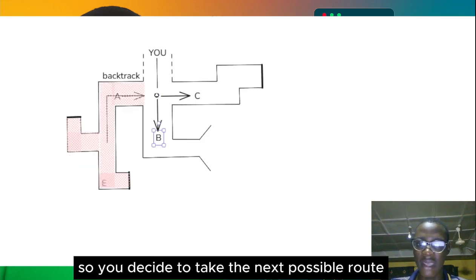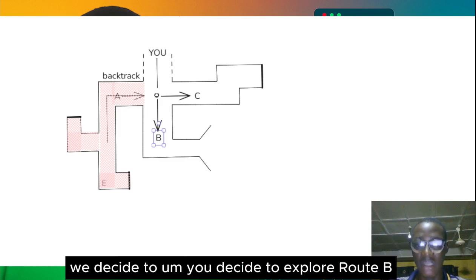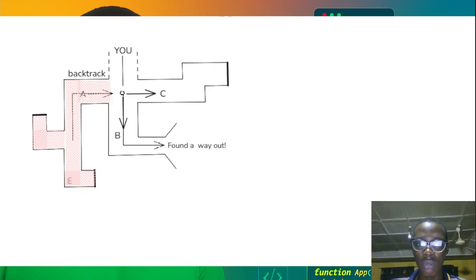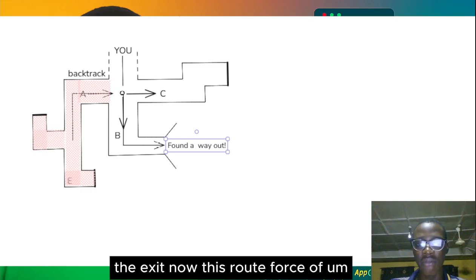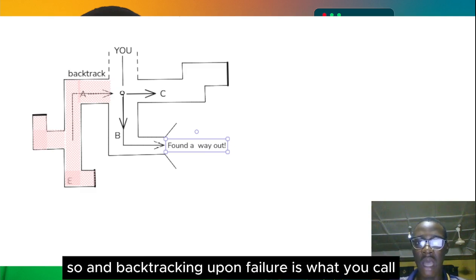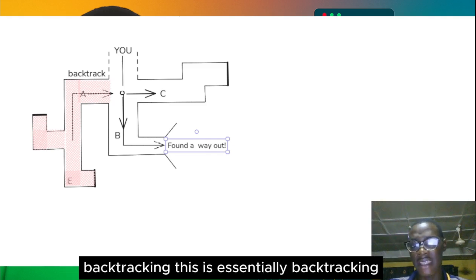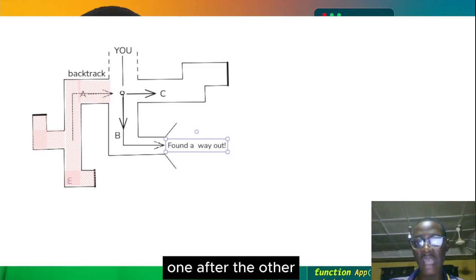So you decide to take the next possible route. Since you have explored route A, you decide to explore route B. Exploring route B now, you find out that it actually leads to the exit. Now, this brute force of testing every possible path and backtracking upon failure is what we call backtracking. This is essentially backtracking, the process of testing every possible path one after the other.